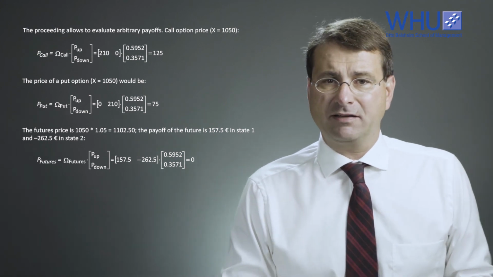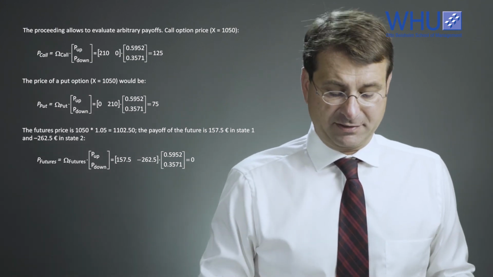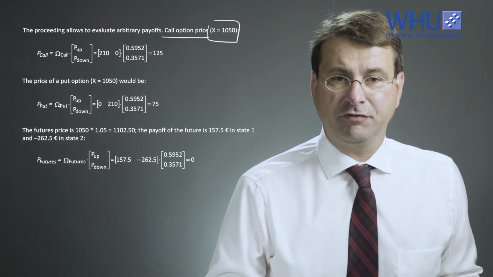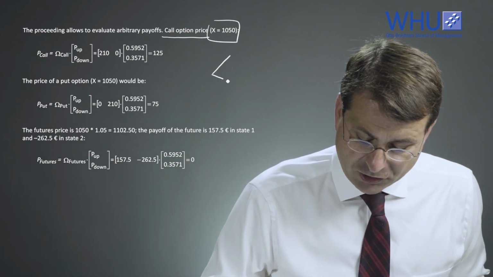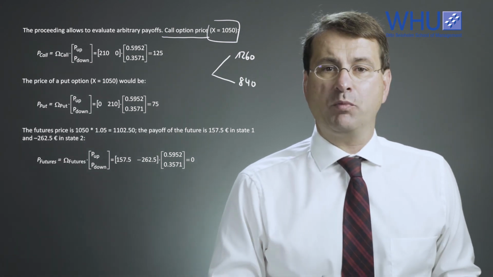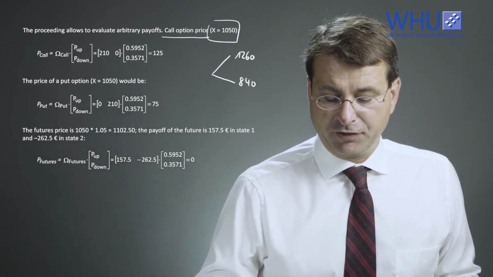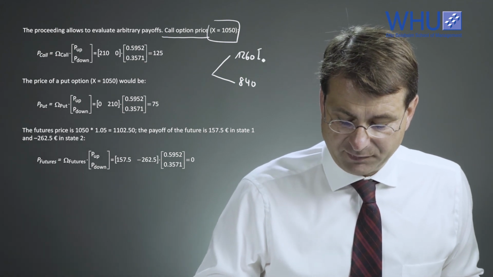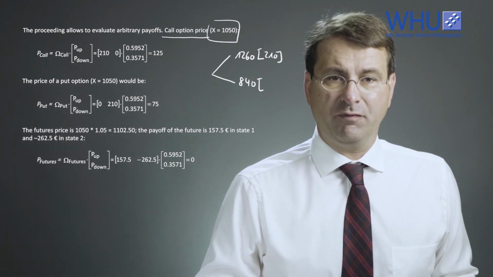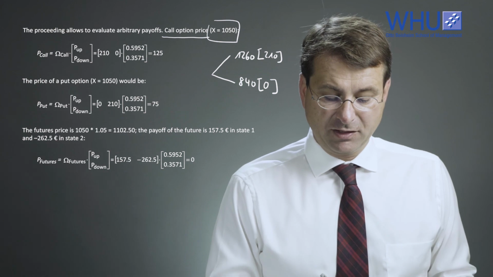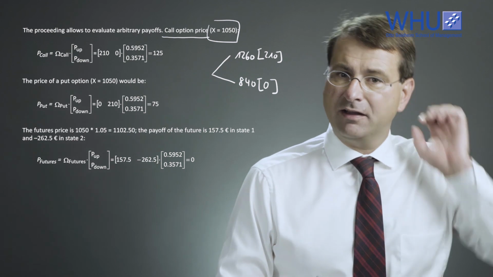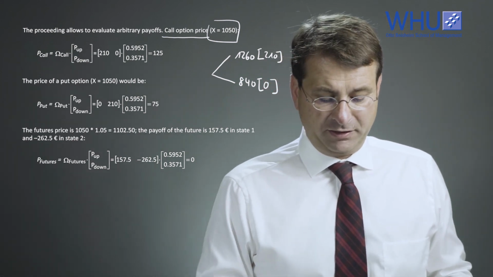Now, if we take that observation and apply it to different assets, for instance, a call option where the exercise price is 1,050. And please remember that the stock price was either 1260 or 840, depending on which state is going to occur. Now, if the stock price is 1260, then obviously the payoff of the call option is 210. And if the stock price is 840, then obviously the payoff of the call option is 0. Now the question is, what is the value of the call option today, given that it is either worth 210 or 0 in the next period?